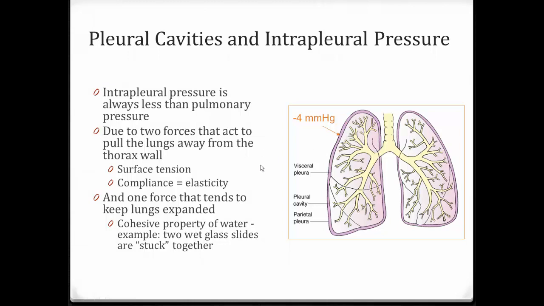And this is basically because of two forces that are working to pull the lungs away from the thoracic wall. One is surface tension and the other is compliance, which we'll look at again in a bit to see what those exactly are. And then there's also one force that tends to expand the lungs, or keep the lungs glued, in a sense, tight up against the parietal pleural layer, or the outside wall of the thoracic cavity, and that's the cohesive properties of water.